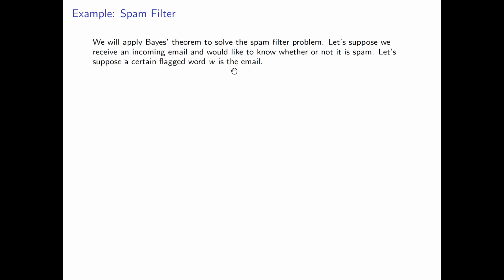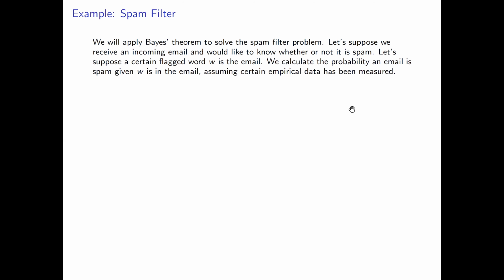So what we want to do is calculate the probability that this email is spam, given that W is in the email. Notice this is a conditional probability, because we're assuming W is in the email. We want to calculate this conditional probability assuming some other collection of empirical data that we know independently. We're going to do this using Bayes' theorem.